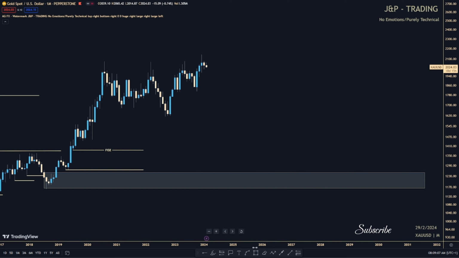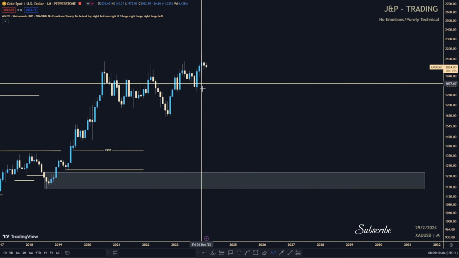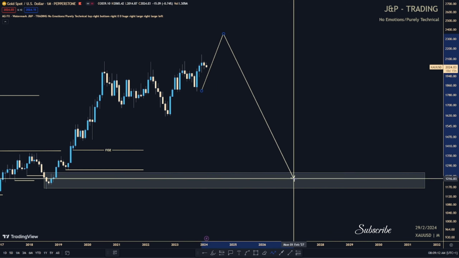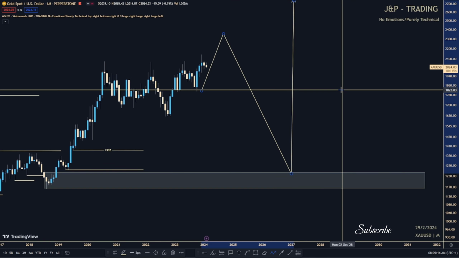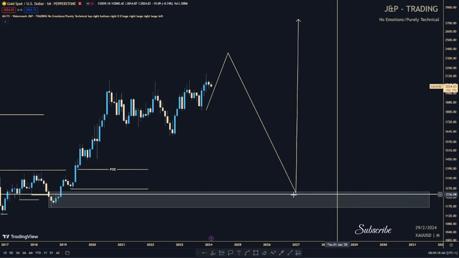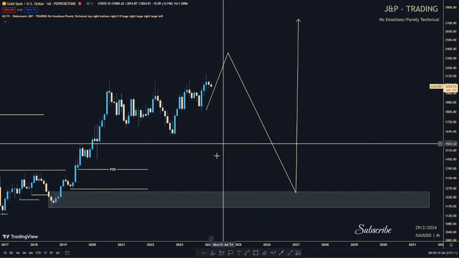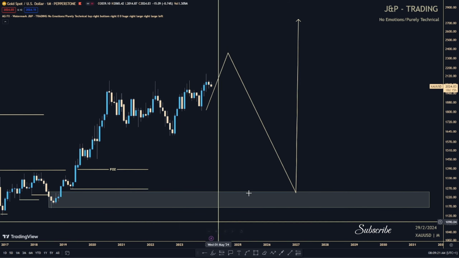Okay, this is our monthly time frame. This is what we are expecting. If the market eventually decides to come down, that's what we expect. We are going to expect a rally from there all the way to the upside. Okay, guys, I hope you guys are following.